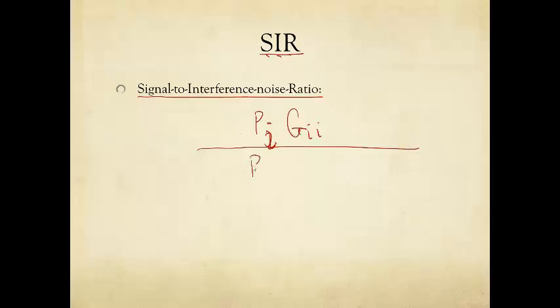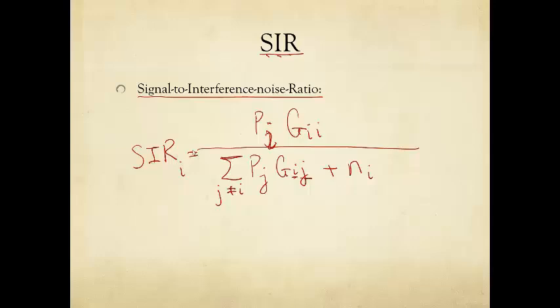That is P sub j times Gij, from the jth transmitter to the same common ith receiver. And there are many of such j's not equal to I. Plus, at the ith receiver, there's usually some noise term, n sub I. This is what we call the SIR associated with the ith user.